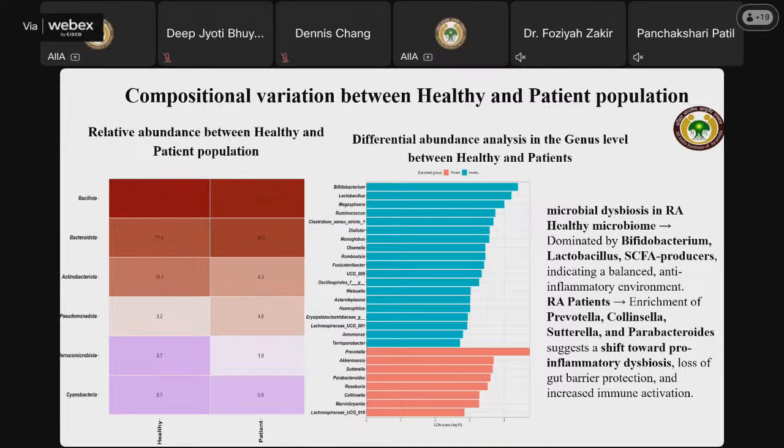But when it came to RA patients, we could find the enrichment of Prevotella species, Collinsella species, Slackia, and Parabacteroides, which suggest a shift towards pro-inflammatory dysbiosis, which was very specific in RA cases. And this also suggests the loss of gut barrier protection and increased immune activation.